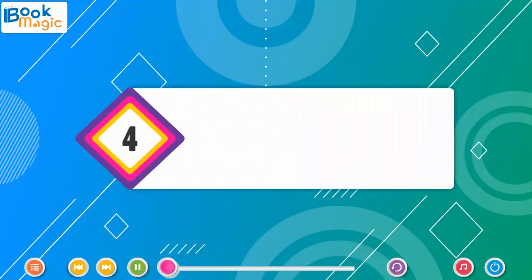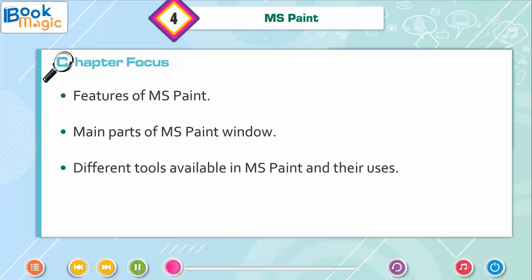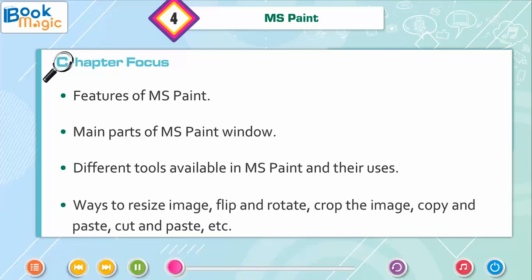4. MS Paint. Chapter Focus. Features of MS Paint. Main parts of MS Paint window. Different tools available in MS Paint and their uses. Ways to resize image, flip and rotate, crop the image, copy and paste, cut and paste, etc.